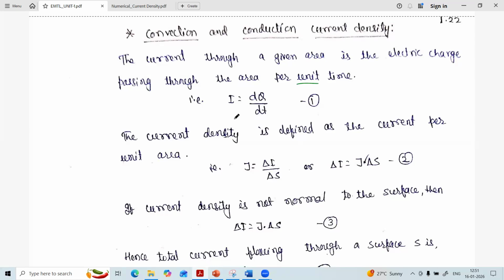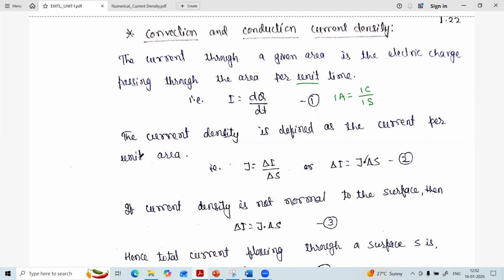Now, in school days you might have defined what is 1 ampere current. So how will you define 1 ampere current? When 1 coulomb of charge flows for 1 second through the area, then we call it 1 ampere current.